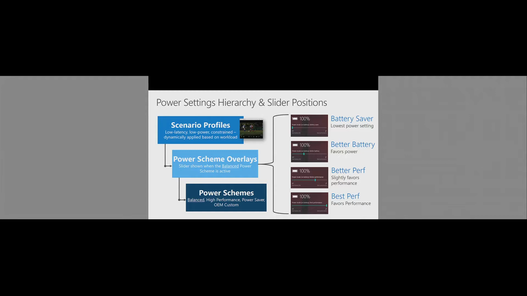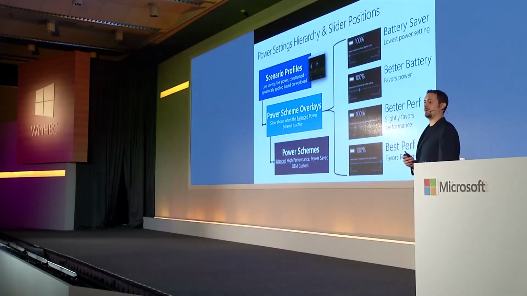I actually use this slider many times, most recently on my flight from Seattle to Taipei, where I had two flights. On the first flight, I didn't have access to AC power, and I was trying to get some work done. So I moved the slider to the better battery position. And at some point, when I realized there were going to be delays, I moved it to the battery saver position and reduced the screen brightness.